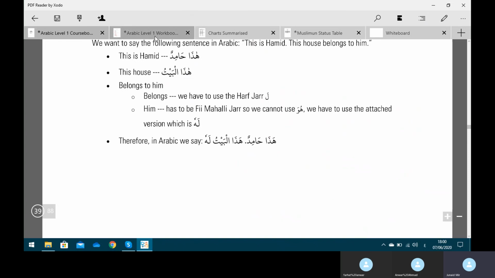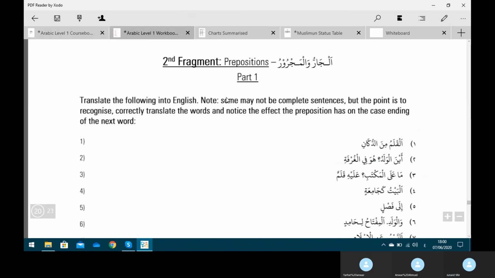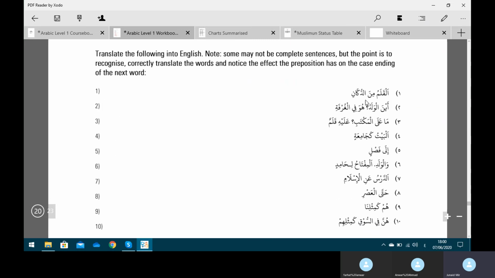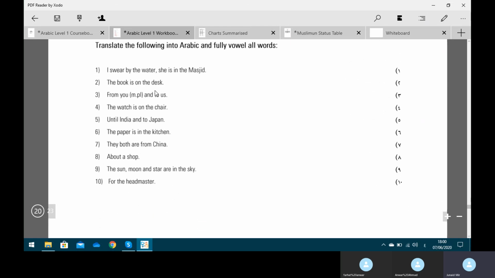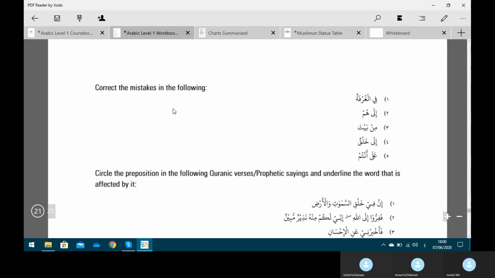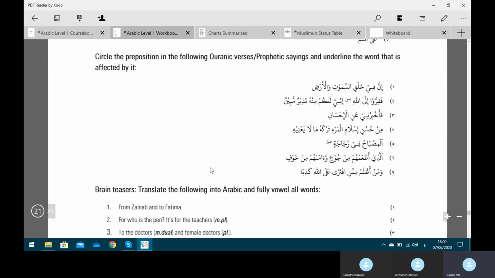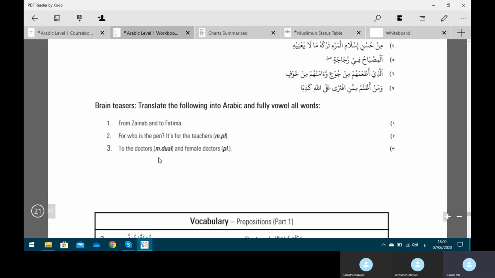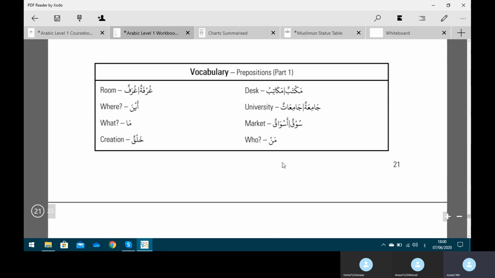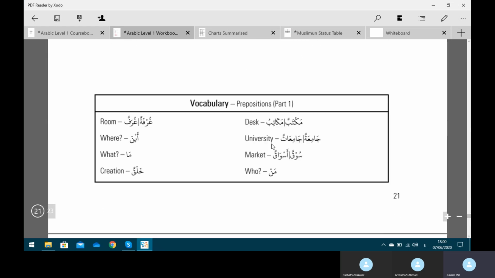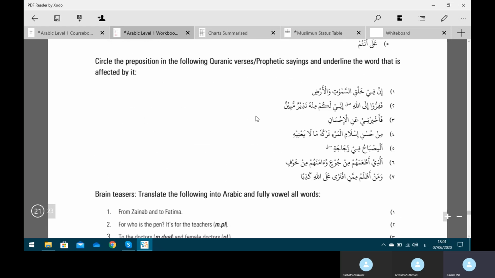As for homework from the work booklet, it will be al-jar wal majrur. So you just have to translate from Arabic to English, and you do the same from English to Arabic. You correct the mistakes. You identify the huruf jar in the ayat or the hadith, and then you do the English to Arabic. And the verb, so you learn that. Not part number 2. We're not doing that yet. Just part number 1 is for homework for next week.